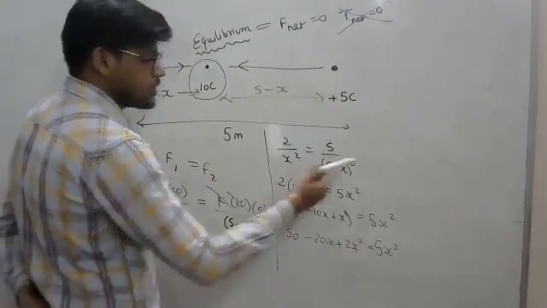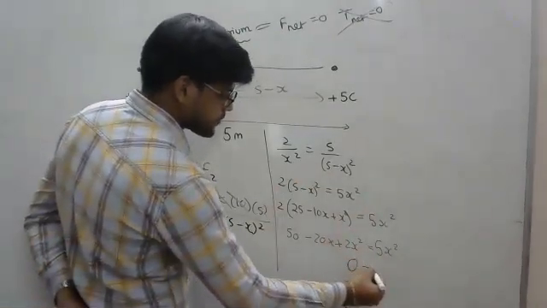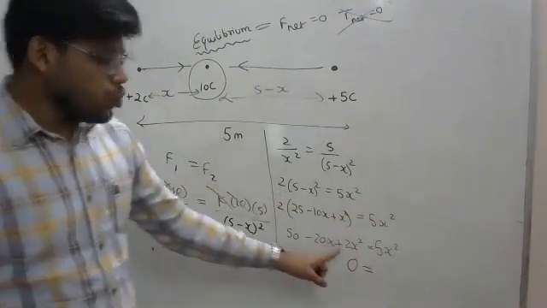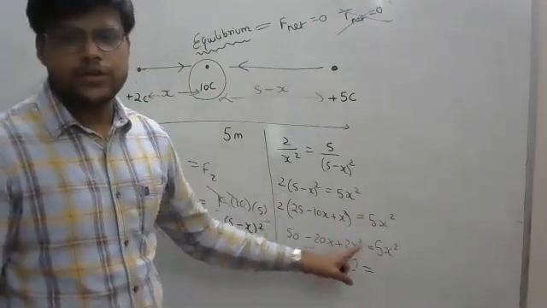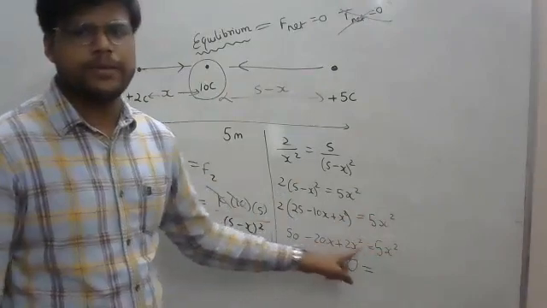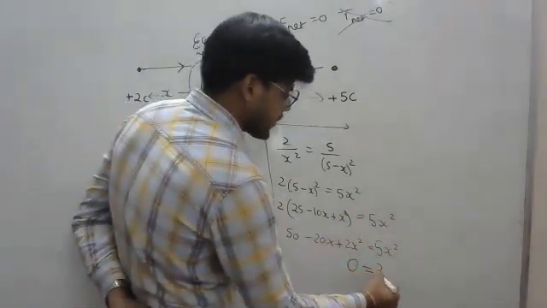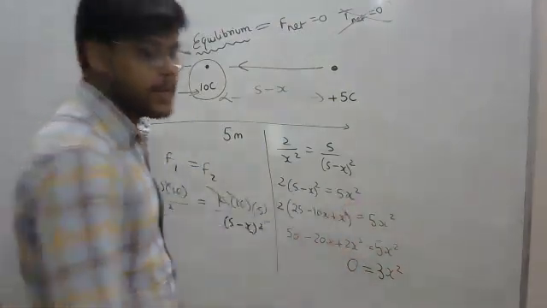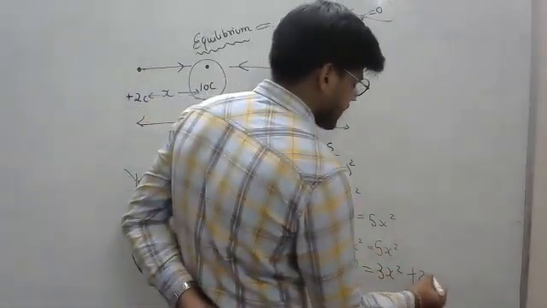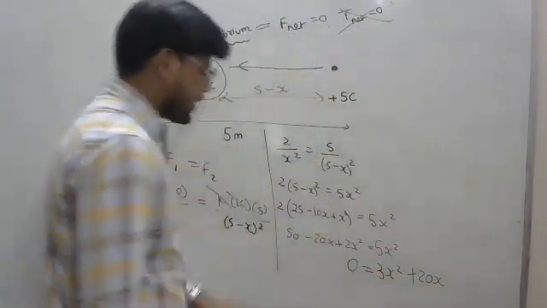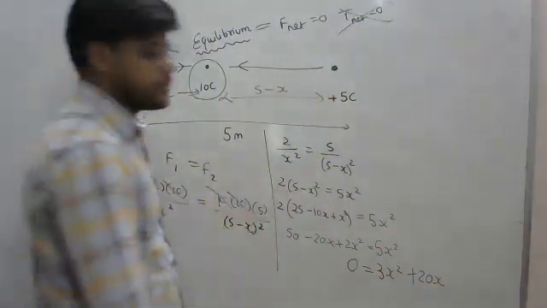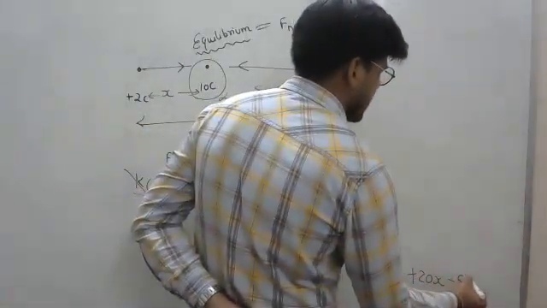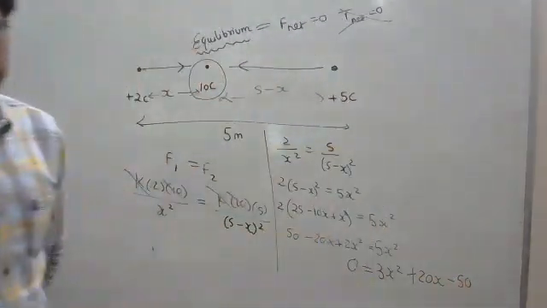Now I'll send all the terms to the opposite side. So here it will be 0. 2x square goes to this end, so it will be minus; 5 minus 2 is 3x square. Minus 20x will become plus 20x. And 50 will become minus 50.